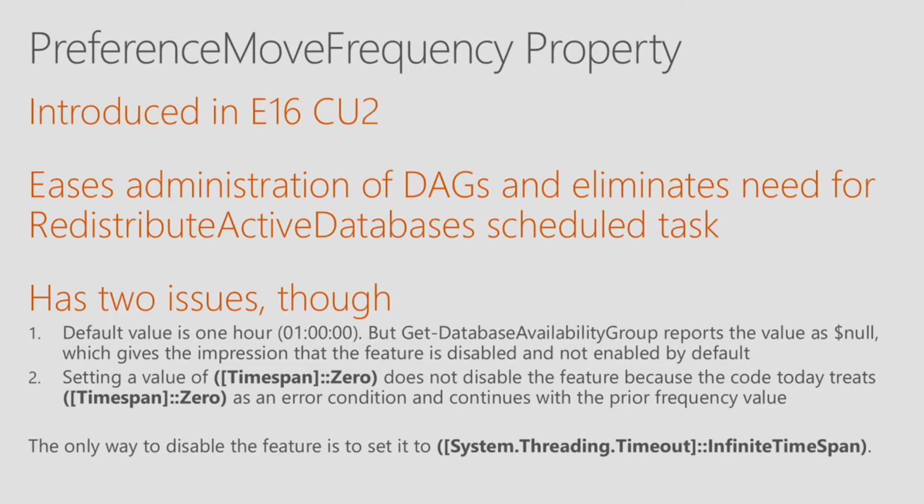Now, if you do want to turn the feature off, the way we told you to do that in the instructions, which is basically setting it to a time span of 0, will actually be ignored in code, and that won't work. You actually have to use the System.Threading.Timeout infinite time span. Setting it to that is the only way to disable this preference move frequency feature. Again, these are minor bugs, minor things that you have to worry about, but we are working on fixing them. I would expect this to be fixed in CU4 as well.